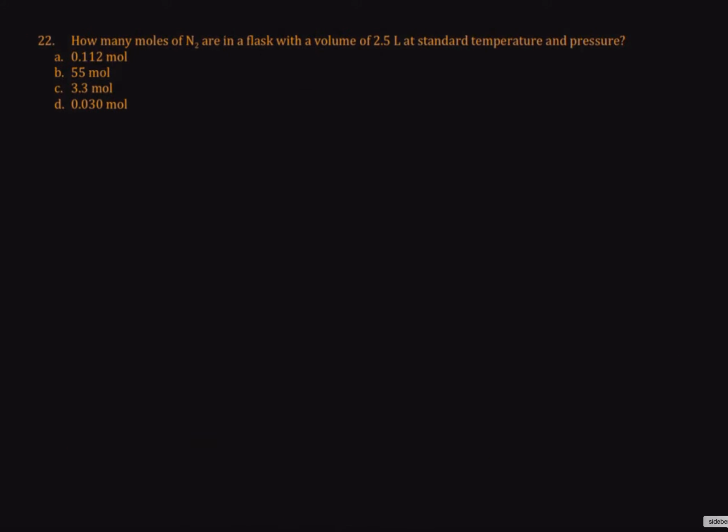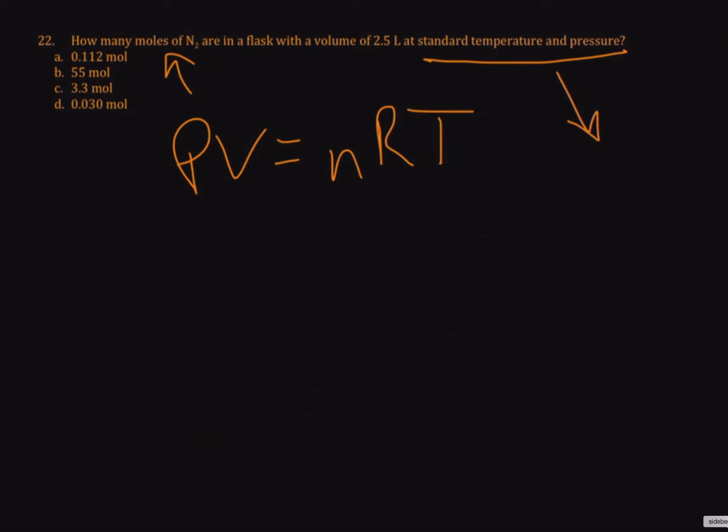How many moles of N2 are in a flask with a volume of 2.5 liters at standard temperature and pressure? So anytime you're dealing with gases and the number of moles, you're using what's called the ideal gas law. The pressure times the volume equals the number of moles times the ideal constant R times the temperature. Again, temperature is going to have to be in Kelvin. Well, they didn't give us a number for temperature and a number for pressure. They said standard temperature and pressure. So you need to know that standard temperature is 273 Kelvin. Standard pressure is 1 atmosphere. Okay, there's other ways to measure it, but we're going to use atmospheres because that's the easiest one.